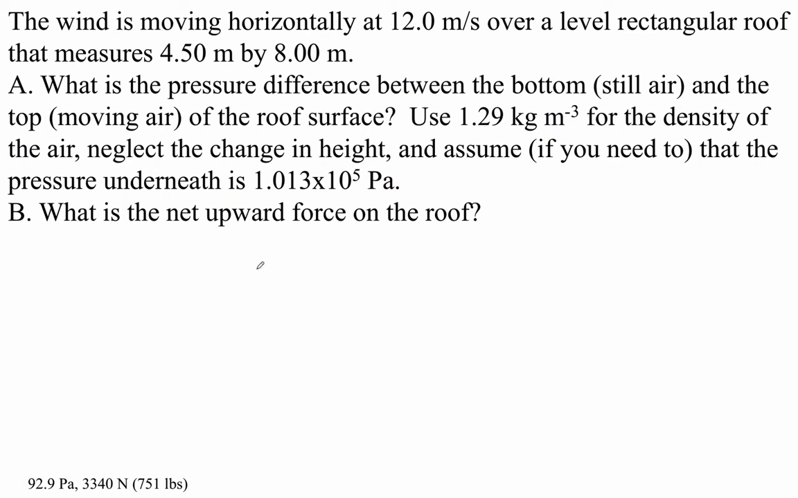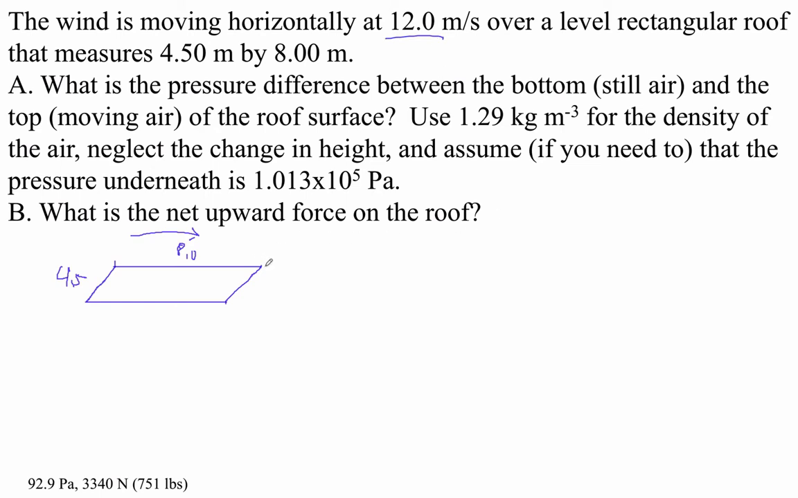Okay, the wind is moving horizontally at 12 meters per second over a level rectangular roof that measures 4.5 meters by 8 meters. All right, so here's this roof, and this is 4.5 meters, and this is 8 meters. Right, and the air is moving like this across the surface of the roof at 12 meters per second. So what is the pressure difference between the bottom and the top of the air?